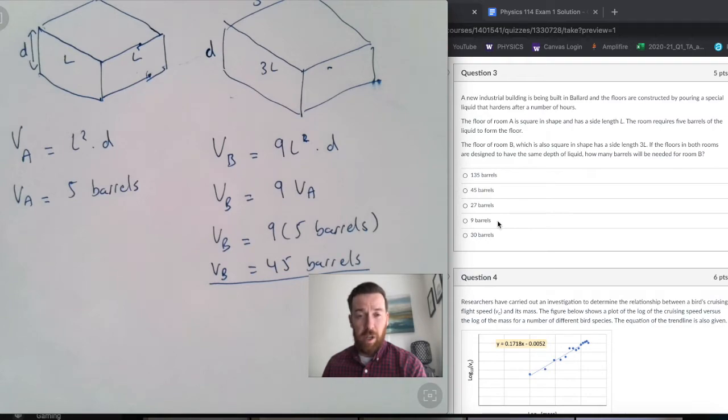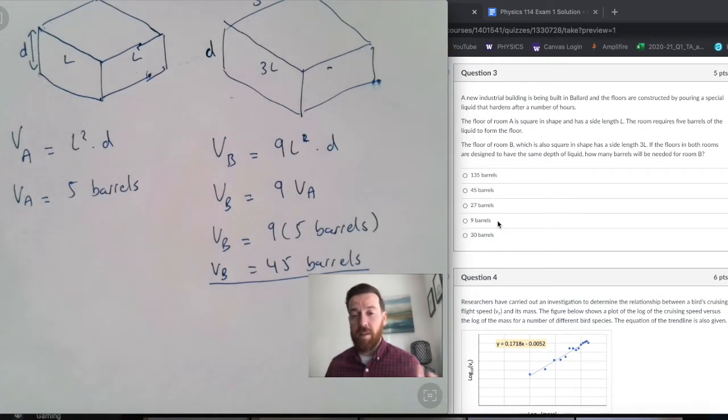27 would be 3 cubed. Again, we're not scaling all dimensions, so volume only scales with L cubed if you scale all 3 dimensions by the same factor. Here we're just changing the side length and keeping it a square room, but we keep the depth constant, so that's another challenge in this question. 30 would be 2 times 3 rather than 3 squared. 45 is of course the correct answer.